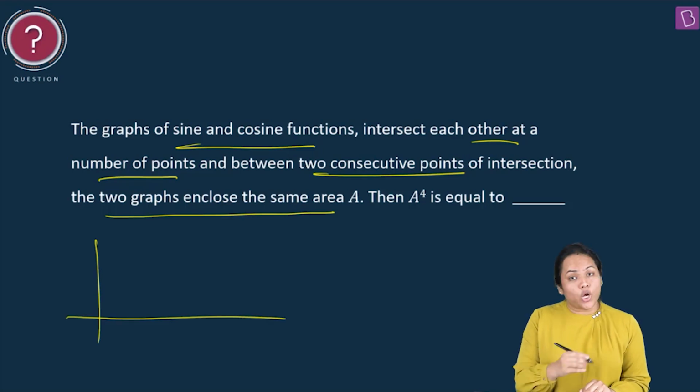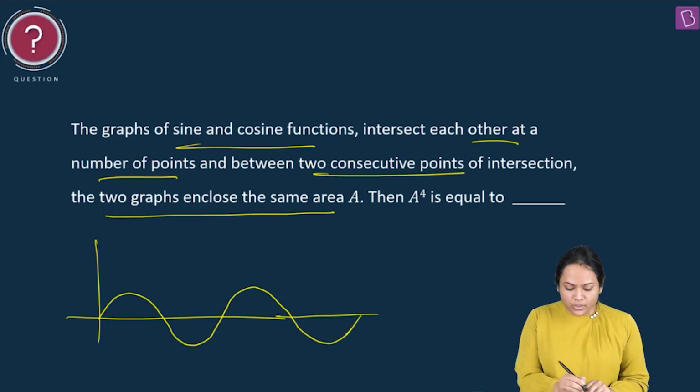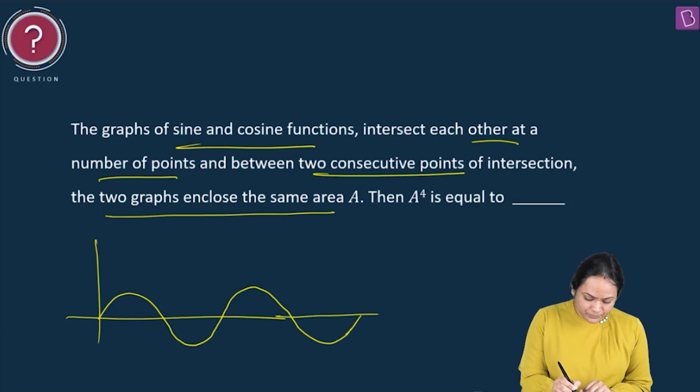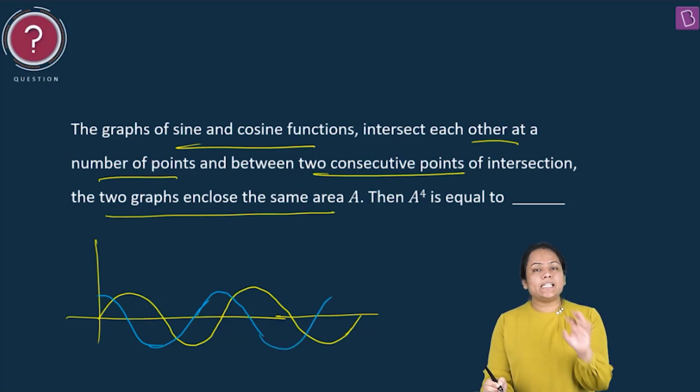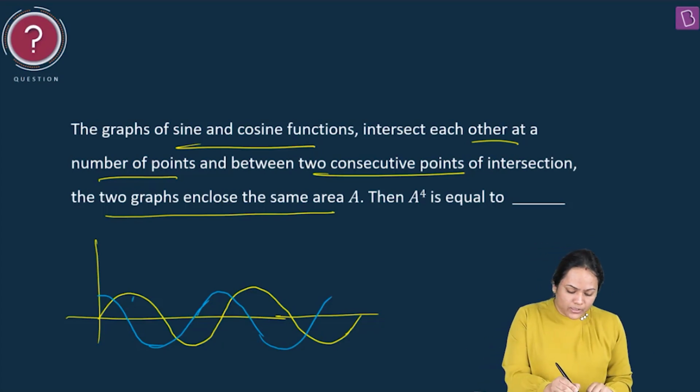Suppose we plot the graph of sine somewhat like this, right? And we also plot the graph of cos, which will be like this. So we can clearly see that they are actually enclosing some regions whose area has to be the same because the regions are symmetric. This will be my one region, then I'll have this as my another region, this will be my third region, and so on.